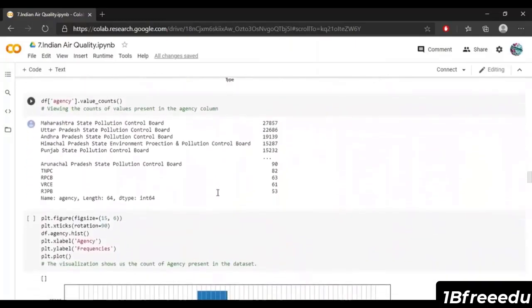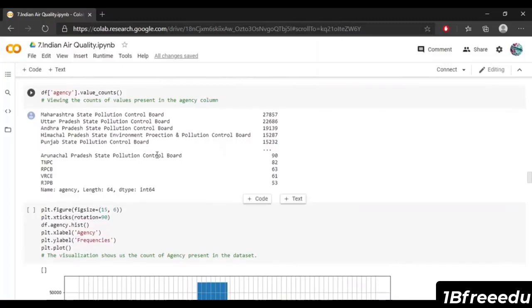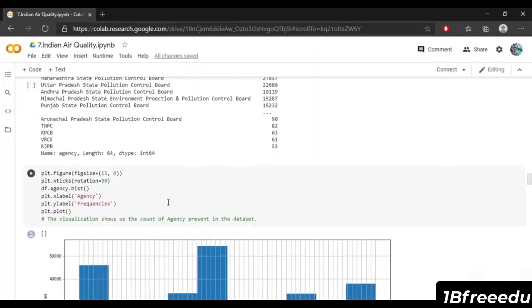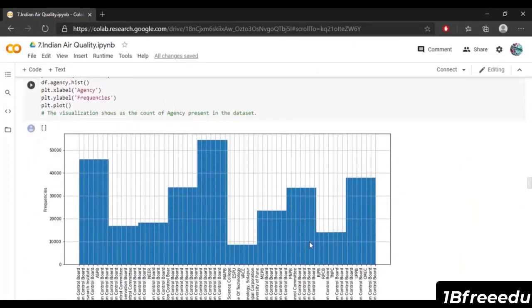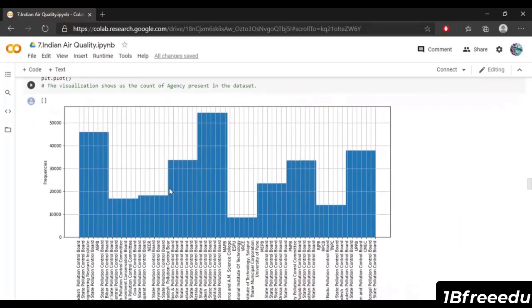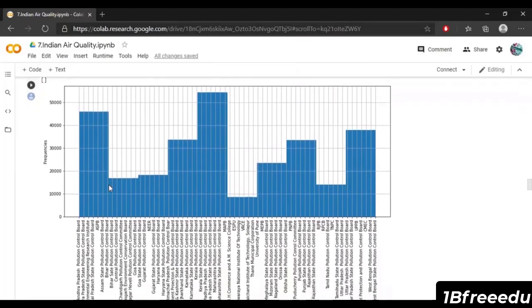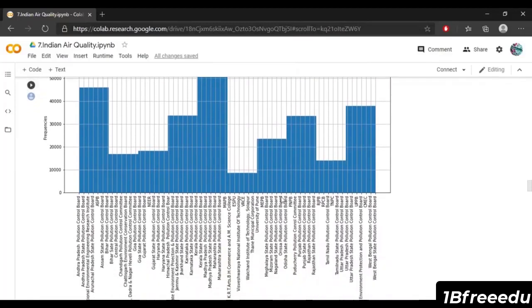Now we have taken the type of agency on the x-axis. It basically shows us the type of agency, or which state the agency belongs to. So here we have Maharashtra State Pollution Control Board and such other agencies. We have taken the agencies on the x-axis, and we have used the histogram again, and we can see now the occurrences of these agencies. And these are all the agency names.